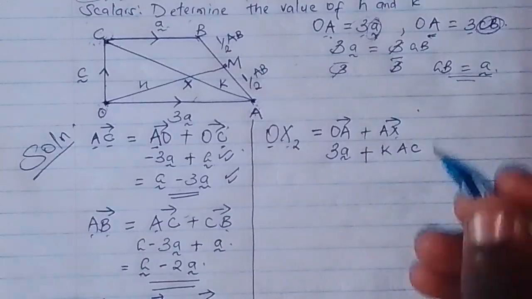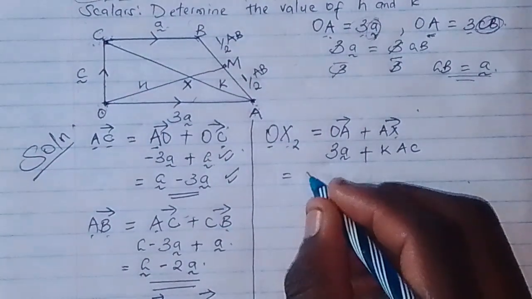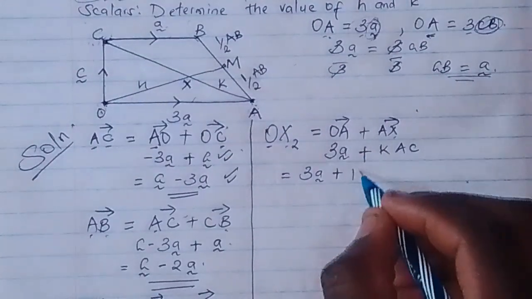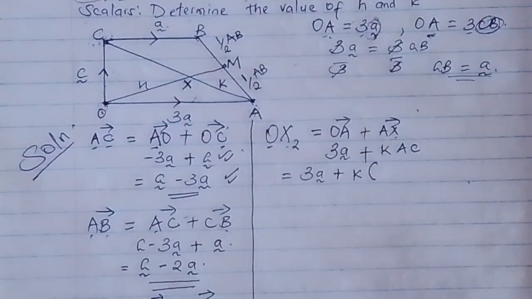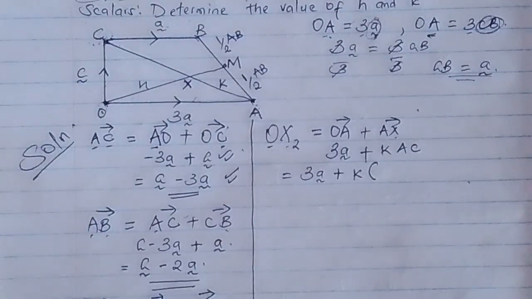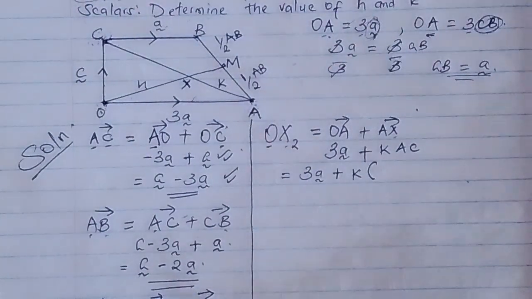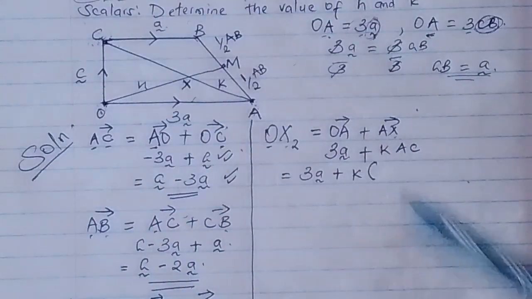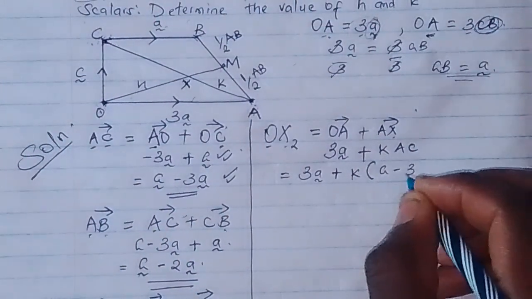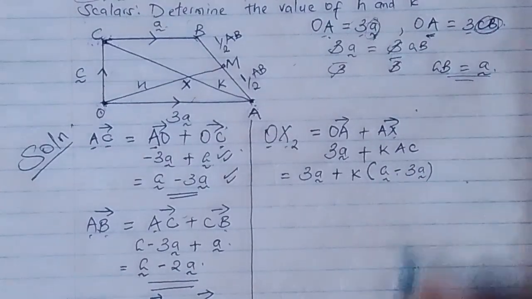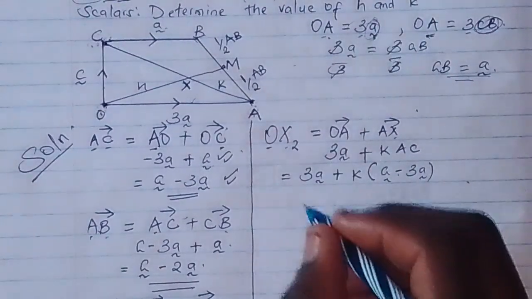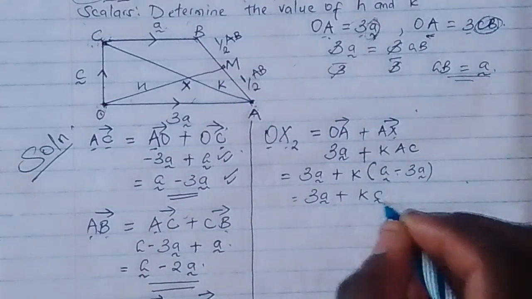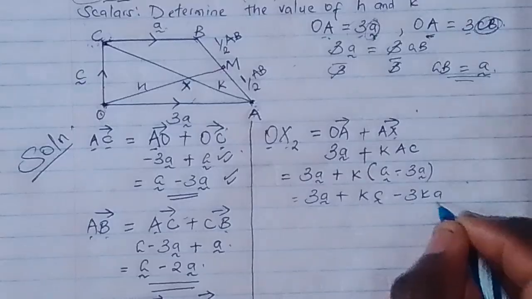Good. So this is 3A plus K of AC. Our AC, where is our AC? Our AC is right here with us as C minus 3A. Now this is 3A vector plus KC vector minus 3KA vector.